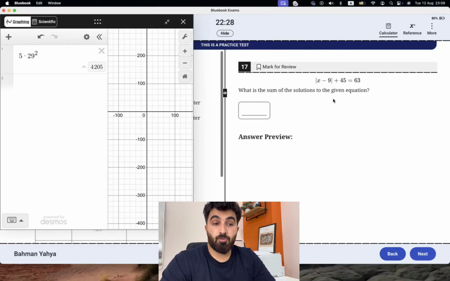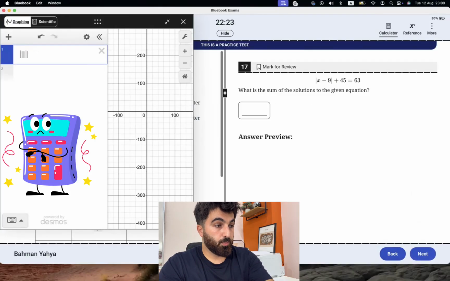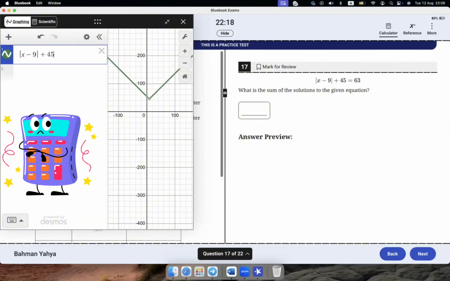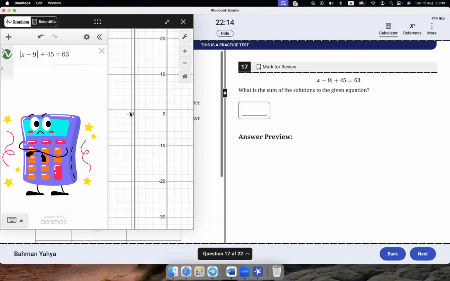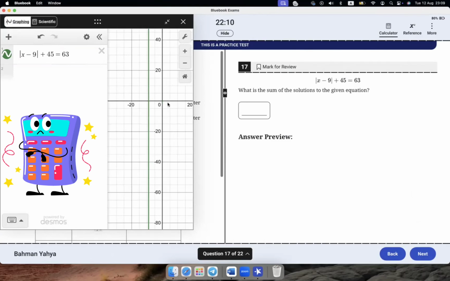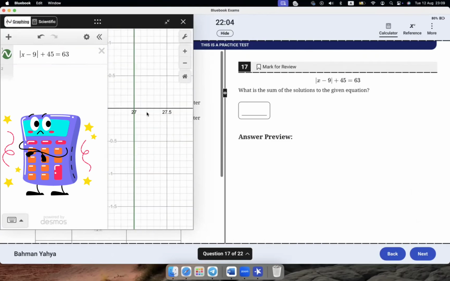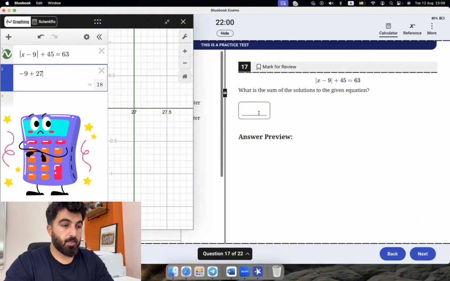Question 17: What is the sum of the solutions to the given equation? Look, guys, you don't have to do these questions by hand. Just type it into Desmos, the decimals are always there. The solutions are negative 9 and 27. So negative 9 plus 27 is 18.